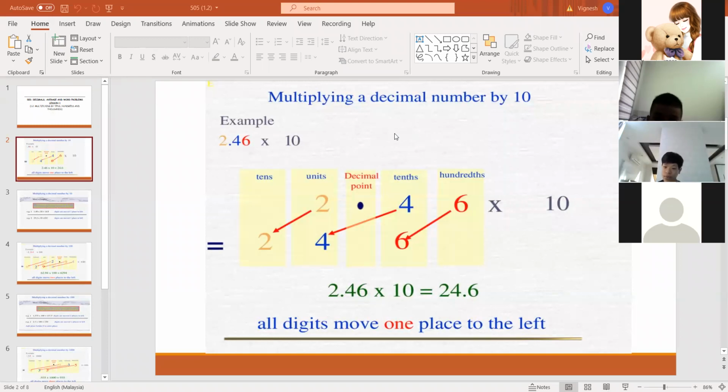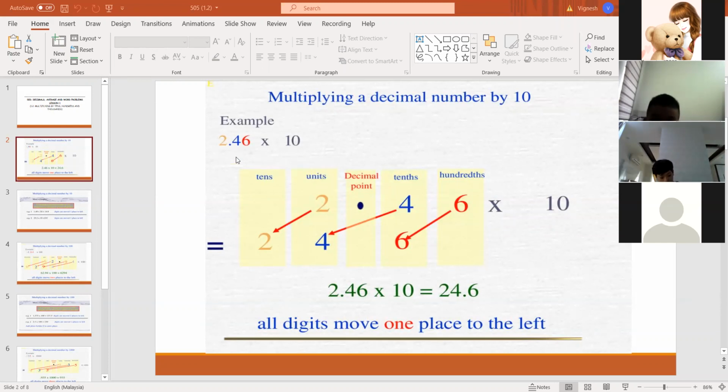Yes, teacher. Okay, so multiplying a decimal by 10, 100 and 1000. For 10, how many decimal places do you have to move to your right? For 10, you have to move only one decimal place, because 10 is only 10 to the power of 1. So you have to move one decimal place to your right.